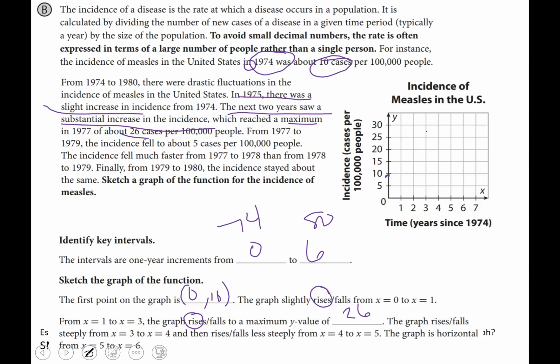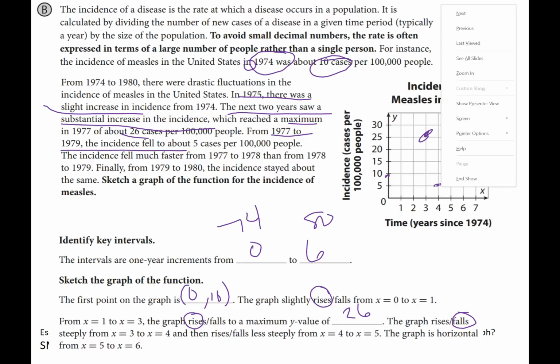Then the graph rises or falls steeply from 3 to 4. So let's look at the next one. From 77, the incidence fell to 5 cases per 100,000. So we know it's going to fall. And that goes, oops, I lost my dot, didn't I? So 3 was up here at 26. Let's see if I can make it bigger. That's obnoxiously bigger. And it's going to come all the way down here to 4.